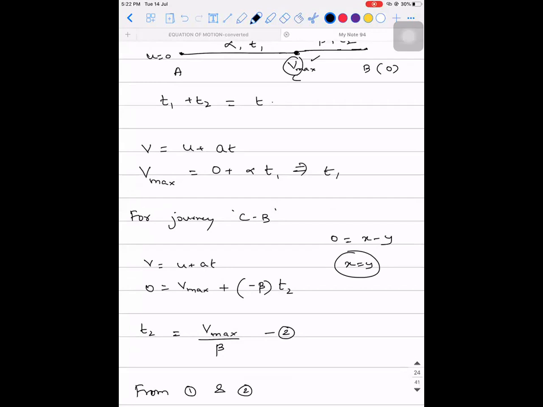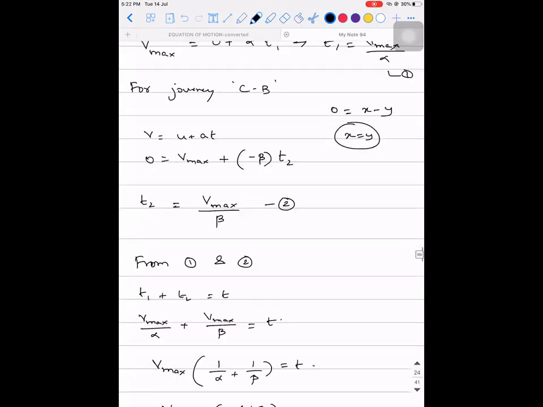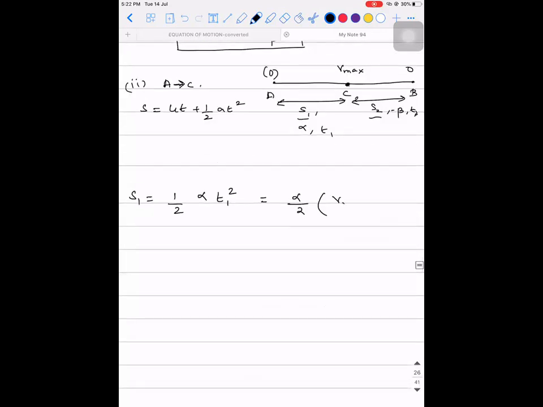V max by alpha. So V max divided by alpha, let me do this. I can write it as V max square divided by alpha square. So this and this will get cancelled. It will be V max square divided by alpha. Let this be equation number 1.